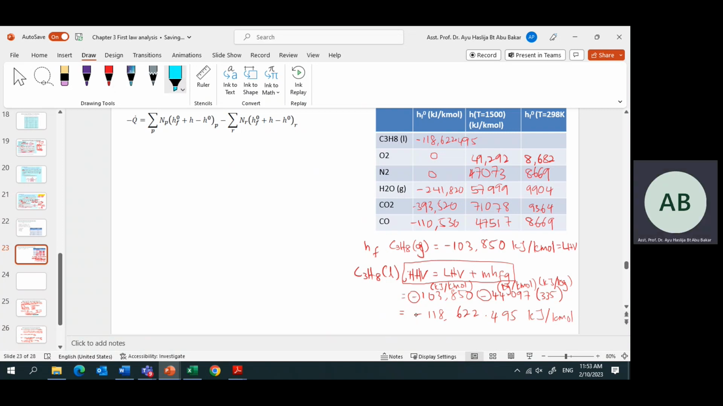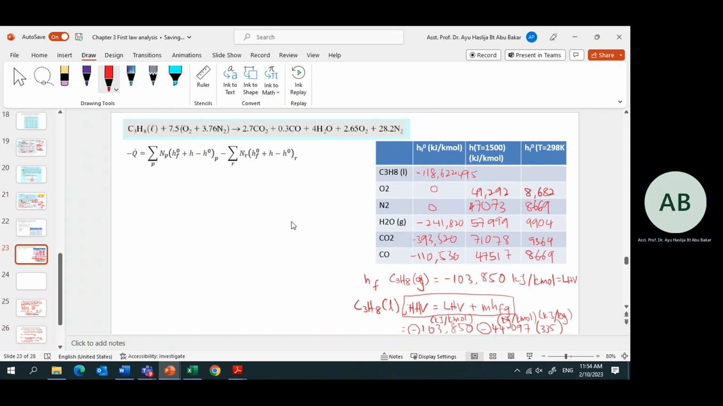Okay, this is the figure that we are looking for, the heat of formation of liquid propane. Once we obtain the info over here, then only you can plug it into the equation to find the Q.